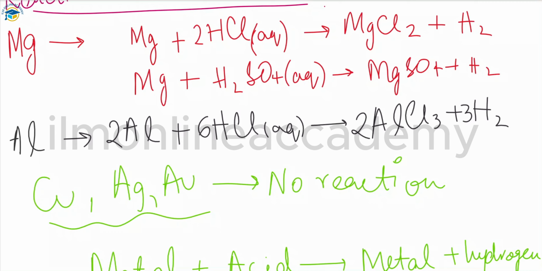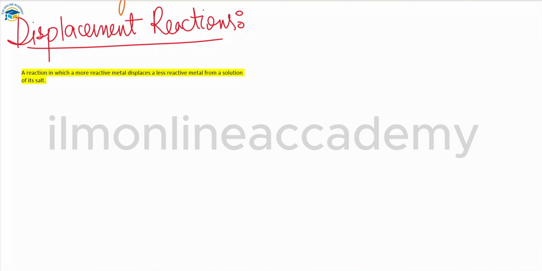So we are done with the reactions with dilute hydrochloric acid and dilute sulfuric acid. Next, we will talk about metal displacement reactions. These are the most important ones. A displacement reaction is a reaction in which a more reactive metal displaces a less reactive metal from the solution of its salt. A displacement reaction can help us to place particular metals more precisely in the reactivity series. We can use this type of reaction to compare directly the reactivity of two metals.